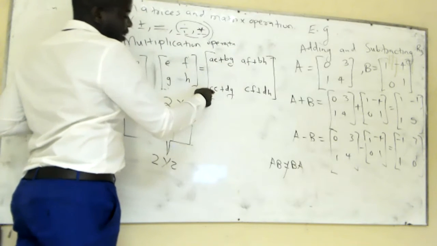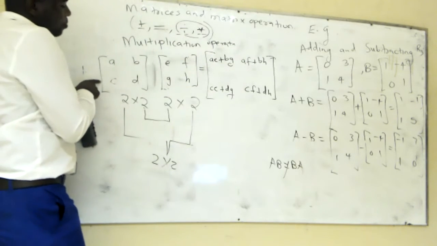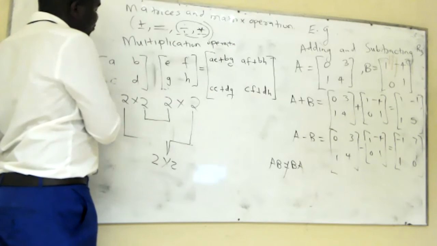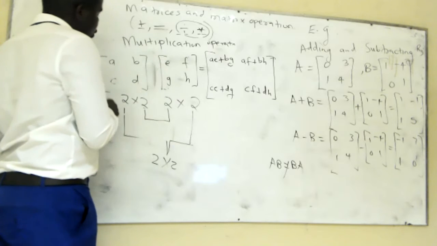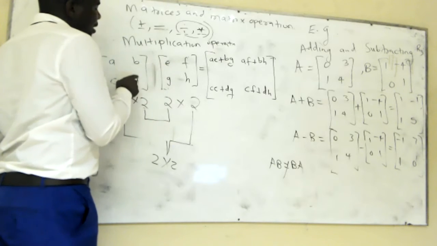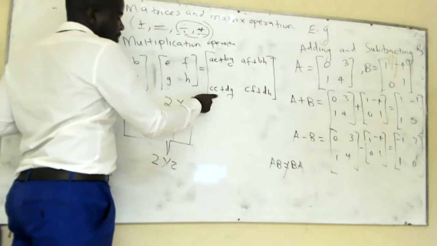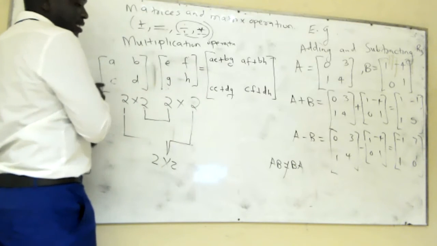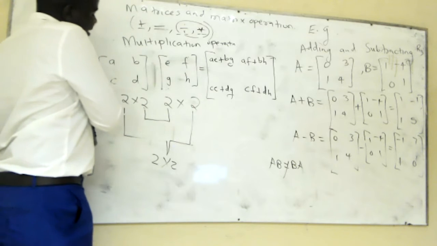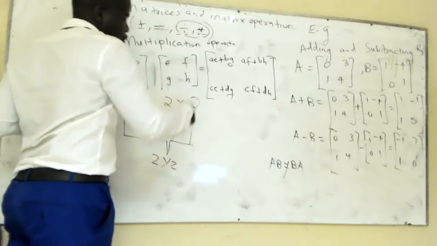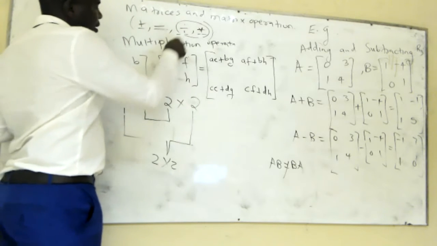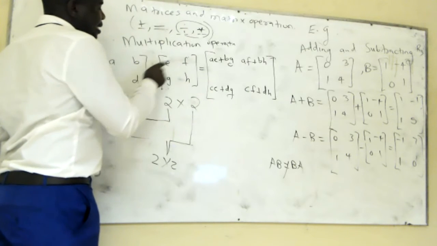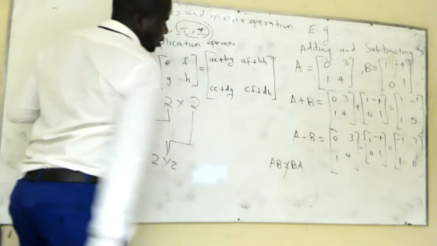In order for us to obtain the third component, we multiply the second row and the first column, which is going to give you CE plus DG. That will give you the third component. And then the last component, you get it by multiplying the second row and the second column, which is going to give you CF plus DH, which is what we have there.